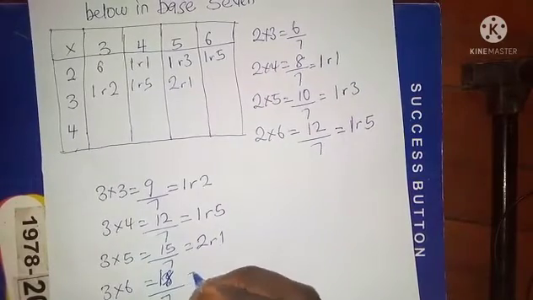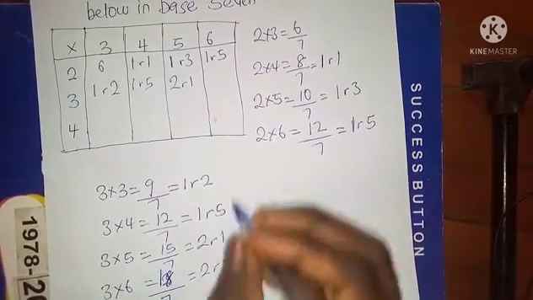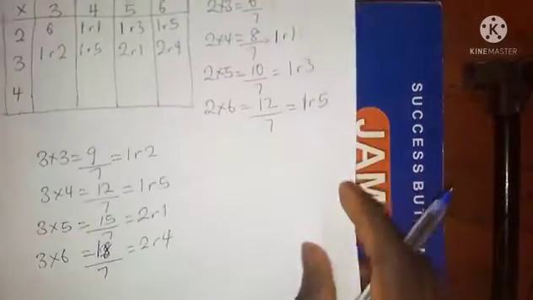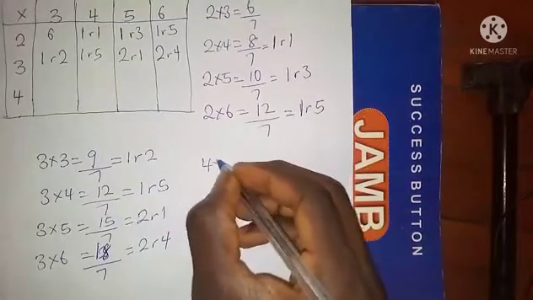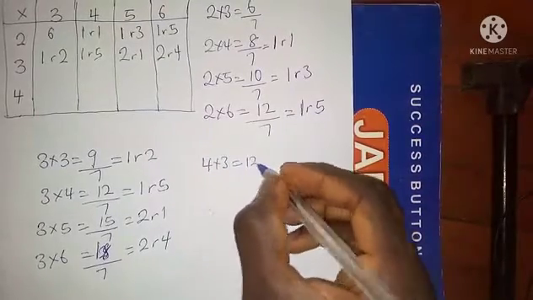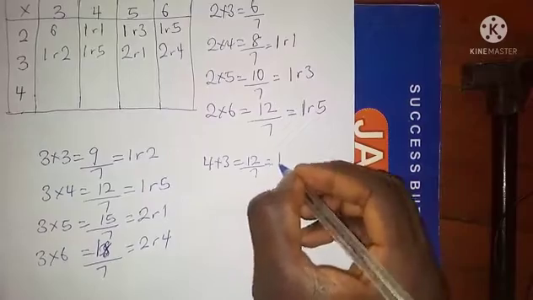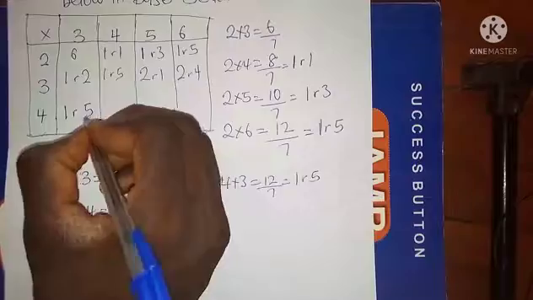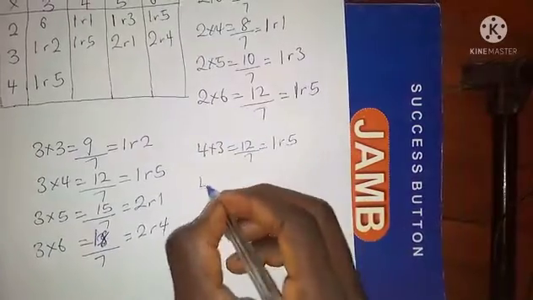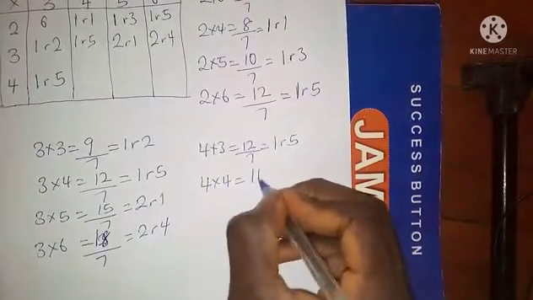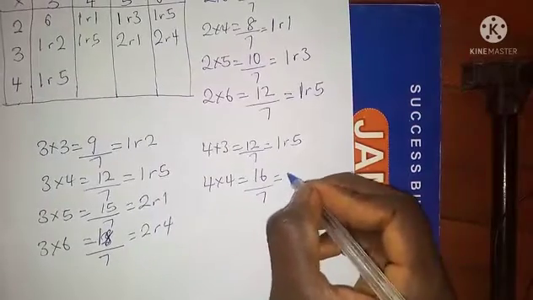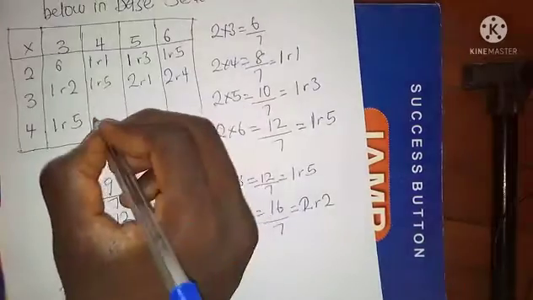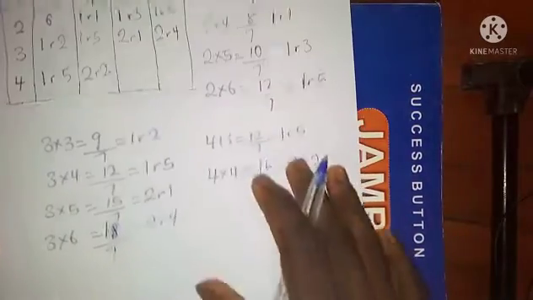7 in 18 is 2. Remainder 4. You are going to write 2 remainder 4. So for the last part, you are having 4 multiplied by 3, which is 12. So divided by 7, we are having 1 remainder 5. So this is 1 remainder 5. Now we are having 4 multiplied by 4, which is 16. So 16 divided by 7, we are having 2 remainder 2.